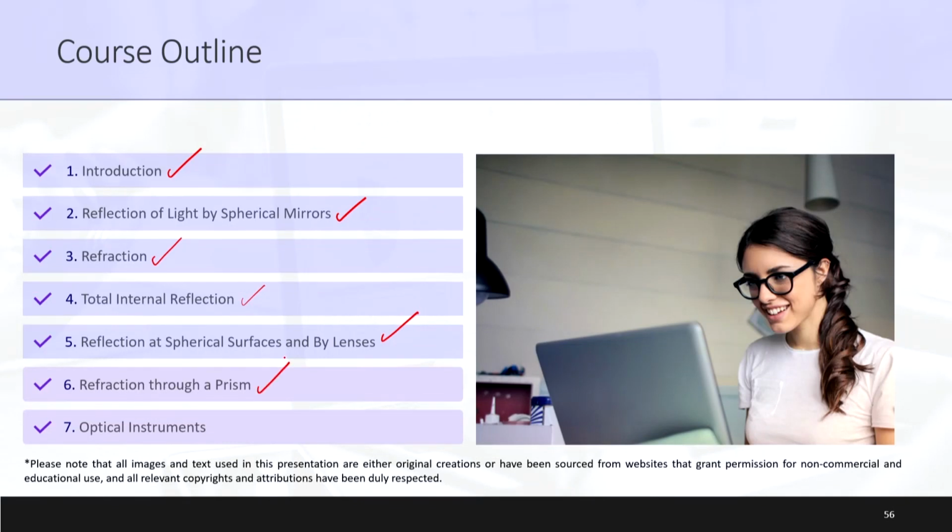Then the sixth point, refraction through a prism. Before that, we also went through refraction of thin prisms. Similarly, as the analogy for reflection was done, refraction was also done. Just the complete part was denoted on this side.